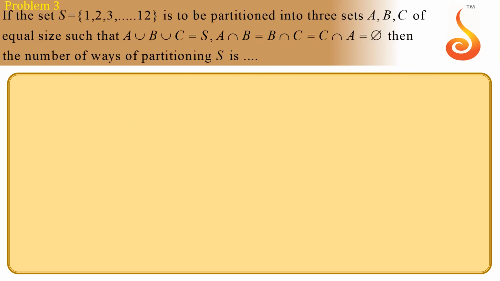Next problem. If the set S equals 1 to 12 is given, you have to do partitions into 3 sets of equal size. A union B union C must be S, and they are mutually exclusive. The number of ways of partition is. So you have to do partitions.